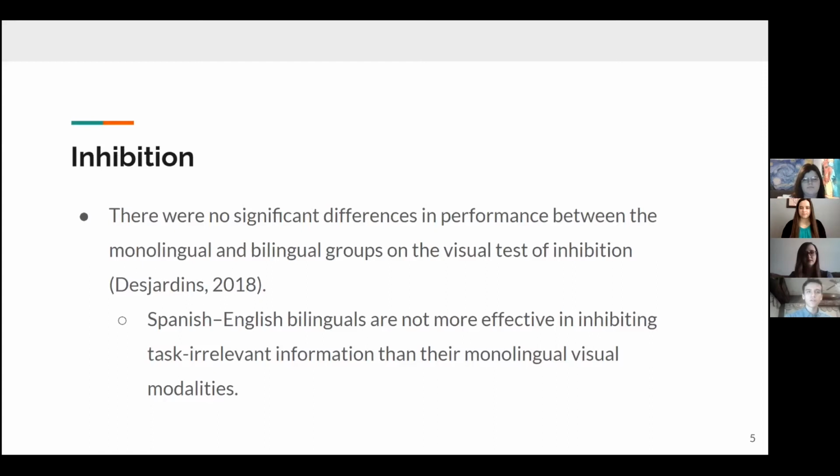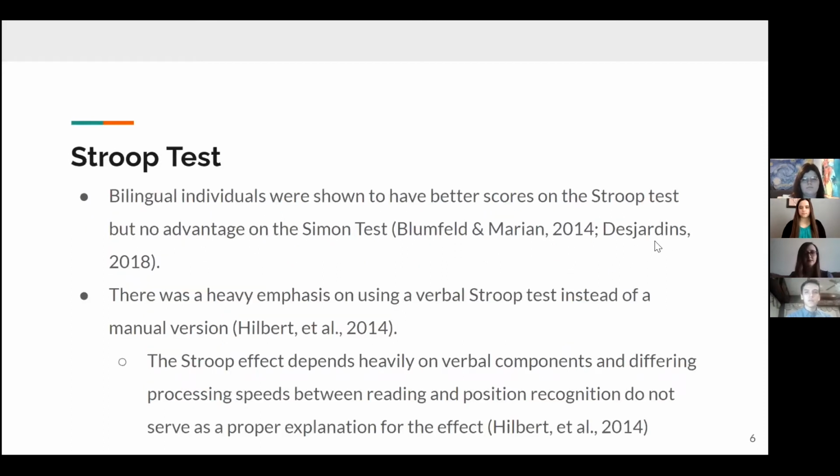So, literature on inhibition: a study done by Desjardins in 2018 showed that there was no significant difference in performance between monolingual and bilingual groups on visual tests of inhibition. From this study, as well as others, such as Blumfeld and Marian in 2014, we decided to use a Stroop test in the present study. This is because bilingual individuals were shown to have better scores on the Stroop test, but no advantage on the Simon test, which was a different test used in the Desjardins study.